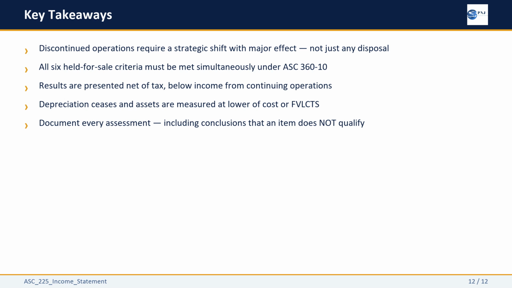Let's lock in the essentials. Discontinued operations treatment is reserved for disposals that represent a genuine strategic shift. ASU 2014-08 raised the bar significantly. Every one of the 6 held-for-sale criteria must be met at once. On the income statement, the results collapse into a single net of tax line below continuing operations, with separate EPS disclosure. Assets stop depreciating and are written down to fair value less selling costs if lower. And remember, document your assessment every period end, even when your conclusion is that nothing qualifies. That documentation is your audit trail.